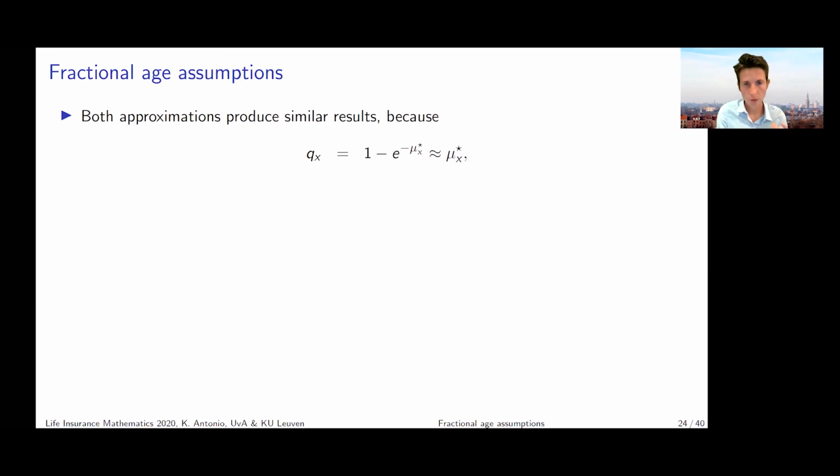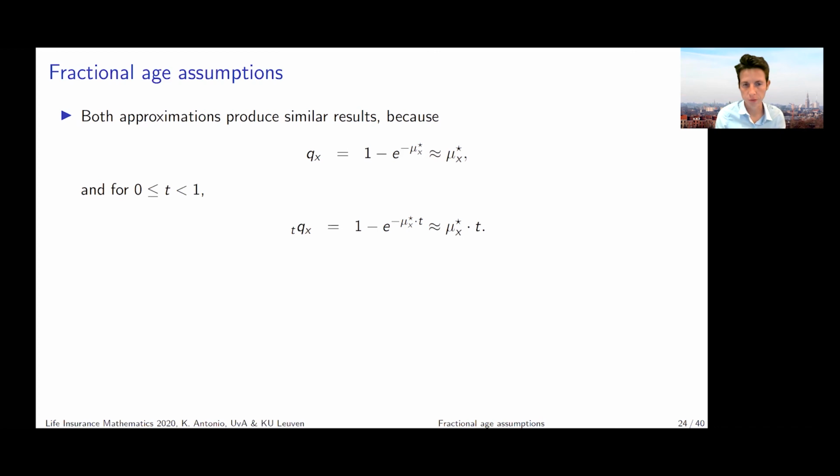Why is that? Well, if I look at the qx, then under the assumption of the piecewise constant force of mortality, I can see that as 1 minus px, and px was, under the assumption of piecewise constant force of mortality, e to the power minus mu x star. Now I can say that approximately this expression must be equal to mu x star. And what would I then be using? What kind of mathematical concept am I then using? How do we call that? So we have the expression that qx is approximately equal to mu x, the constant force of mortality.